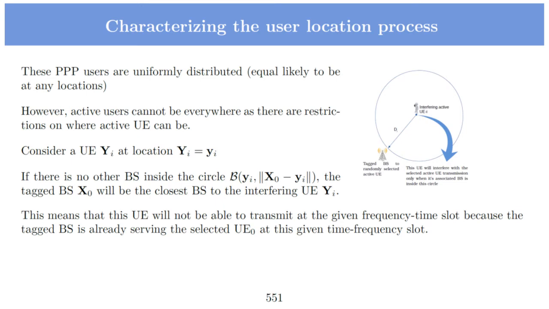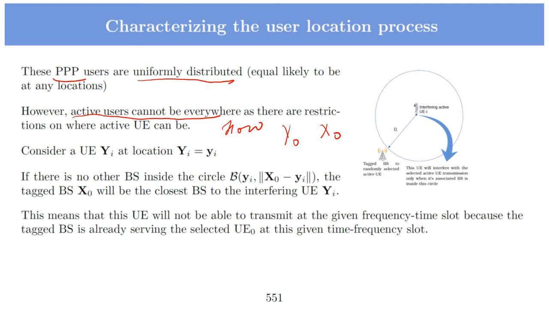So now if we assume the active users are a PPP, then they will be uniformly distributed and they should be anywhere. But now one thing you can notice is that active users cannot be everywhere. How? Because we know where the typical user is, the Y0 and the associated X0. If we know their locations, then we can easily guess that there are some locations where there cannot be any users.